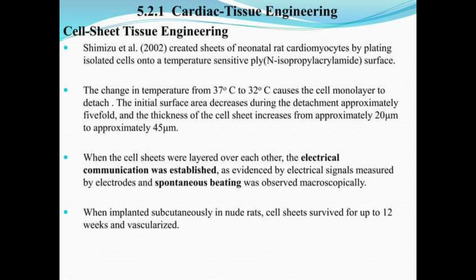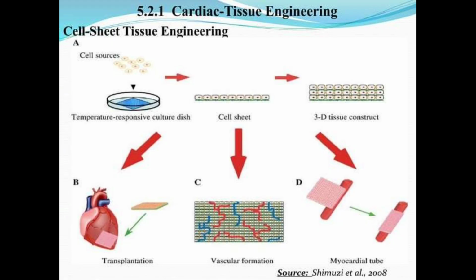When the cell sheets are laid over each other, the electrical communication is established so that the cells start beating spontaneously. When it was implanted successfully into the nude rats, the cell sheet survived for about 12 weeks and caused vascularization. Here we can see the development of cell tissue that can be added as a patch for the transplantation process to replace the damaged cardiomyocytes.